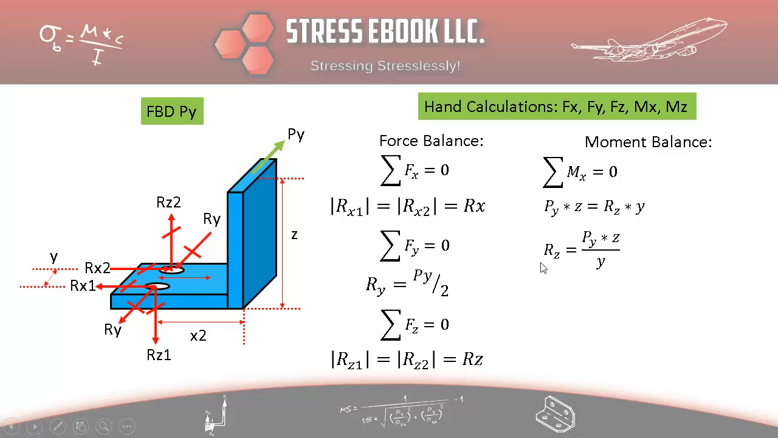The next one would be rz equal to Py times z divided by y. So from this, we calculate what the rz reaction is, because we know Py, we know z, and therefore we get the value of rz. All right, so the next equation is sigma mz equal to 0, and this is the moment that's caused due to Py, this entire angle acting as a shear clip. Basically, that's what this would be like.